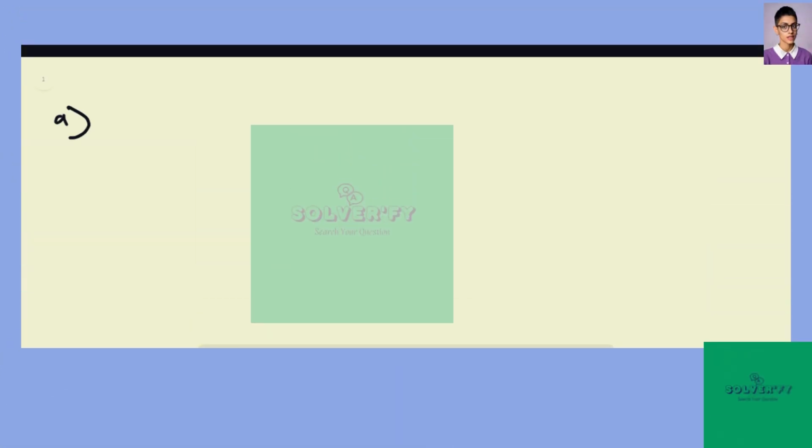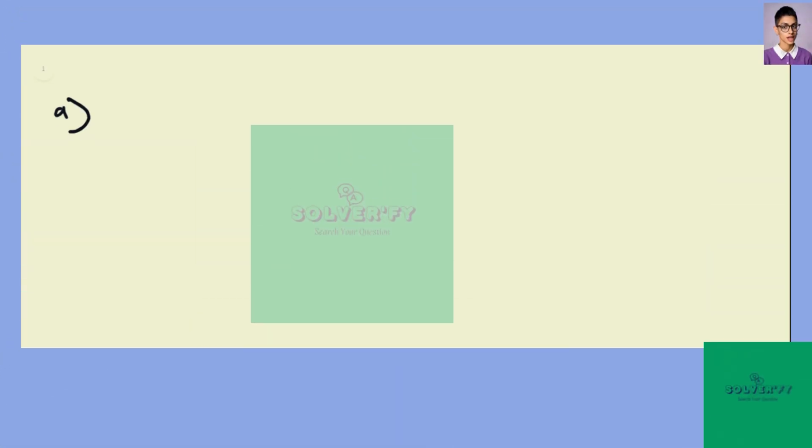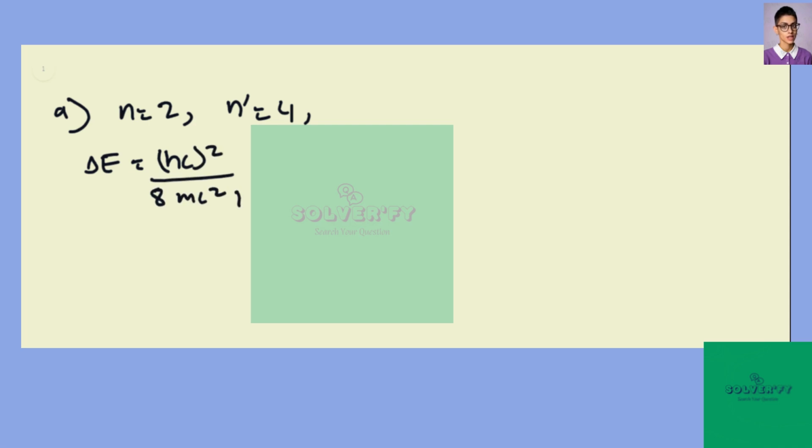Part A of the problem. The first excited state is characterized by n equal to 2 and the third by n' equal to 4. Thus we can write the change in energy will be equal to h squared divided by 8 times mc squared times L squared, times n' squared minus n squared.